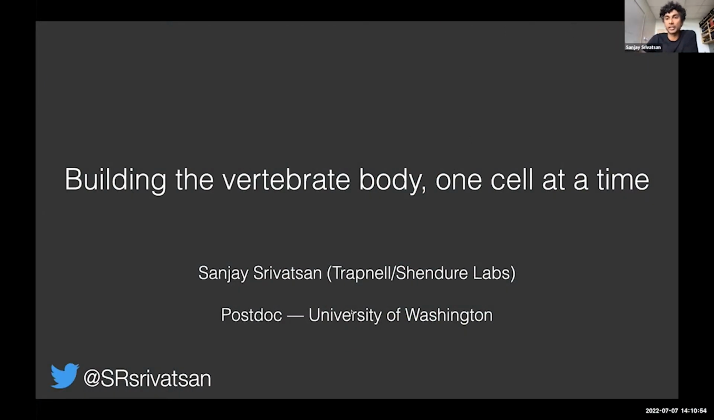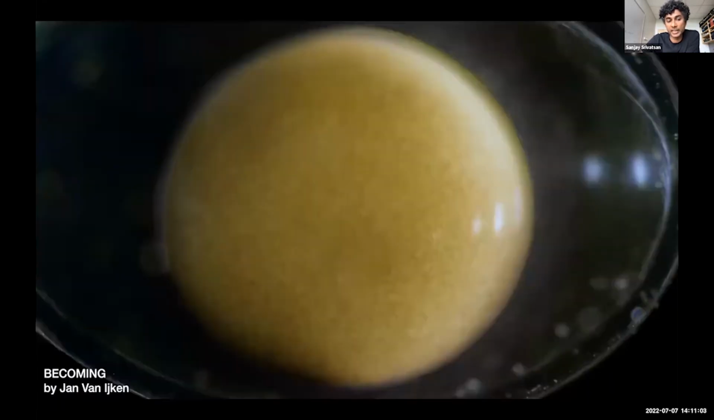As Kai mentioned, I'm going to be talking to you about single cell sequencing and some spatial transcriptomics technology. And I'm going to be focusing this talk mainly around development. And development is really quite a fascinating thing.